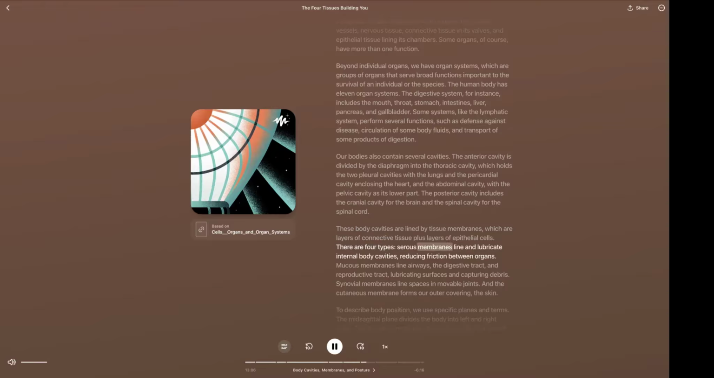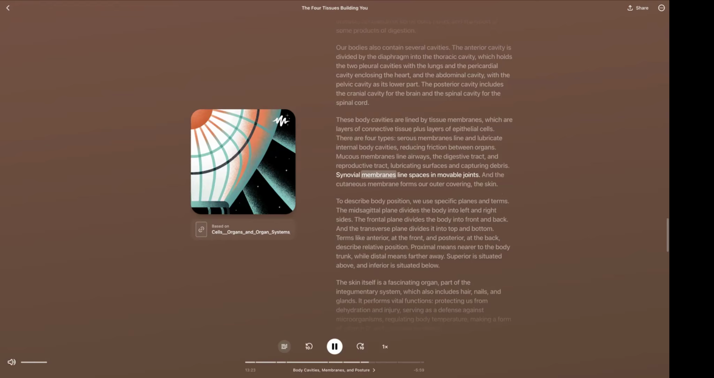Serous membranes line and lubricate internal body cavities, reducing friction between organs. Mucous membranes line airways, the digestive tract, and the reproductive tract, lubricating surfaces and capturing debris. Synovial membranes line spaces in movable joints, and the cutaneous membrane forms our outer covering, the skin.